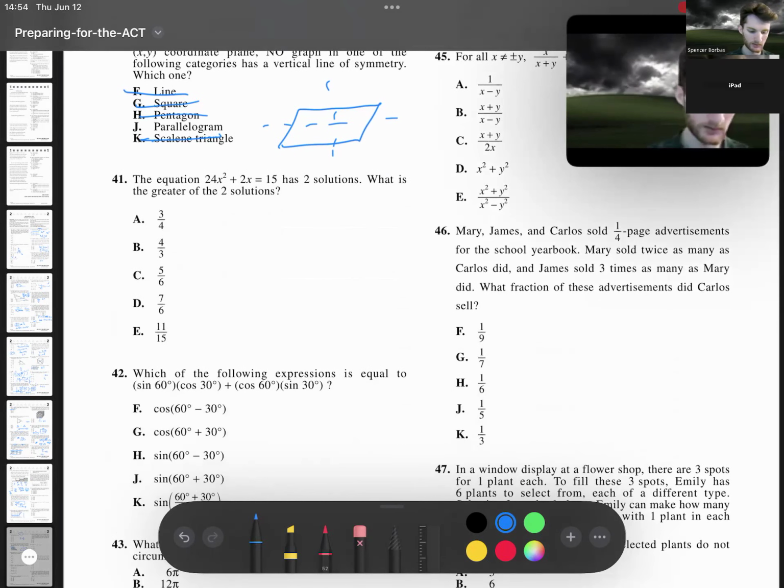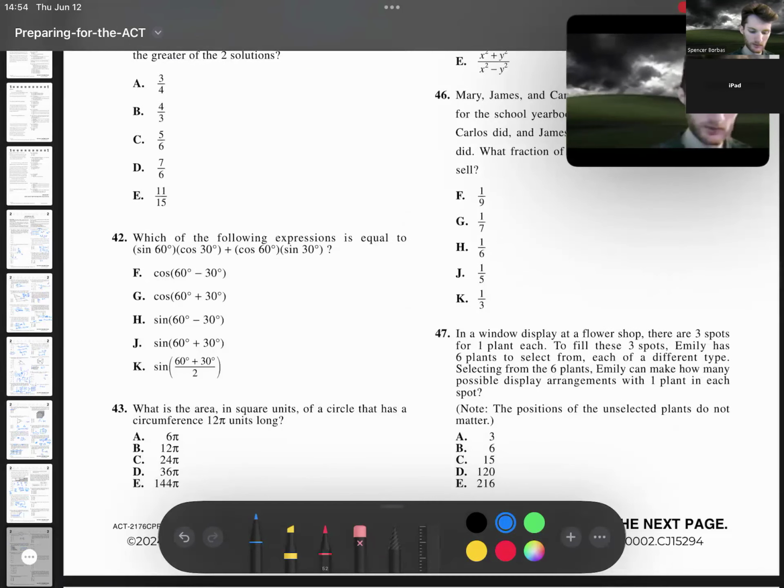It's two solutions. Which is the greater of the two? That's a lot. I'll come back to you. Which of the following expressions is equal to that? I forgot about law of sines. Whoopsie. All right, 42 is later.